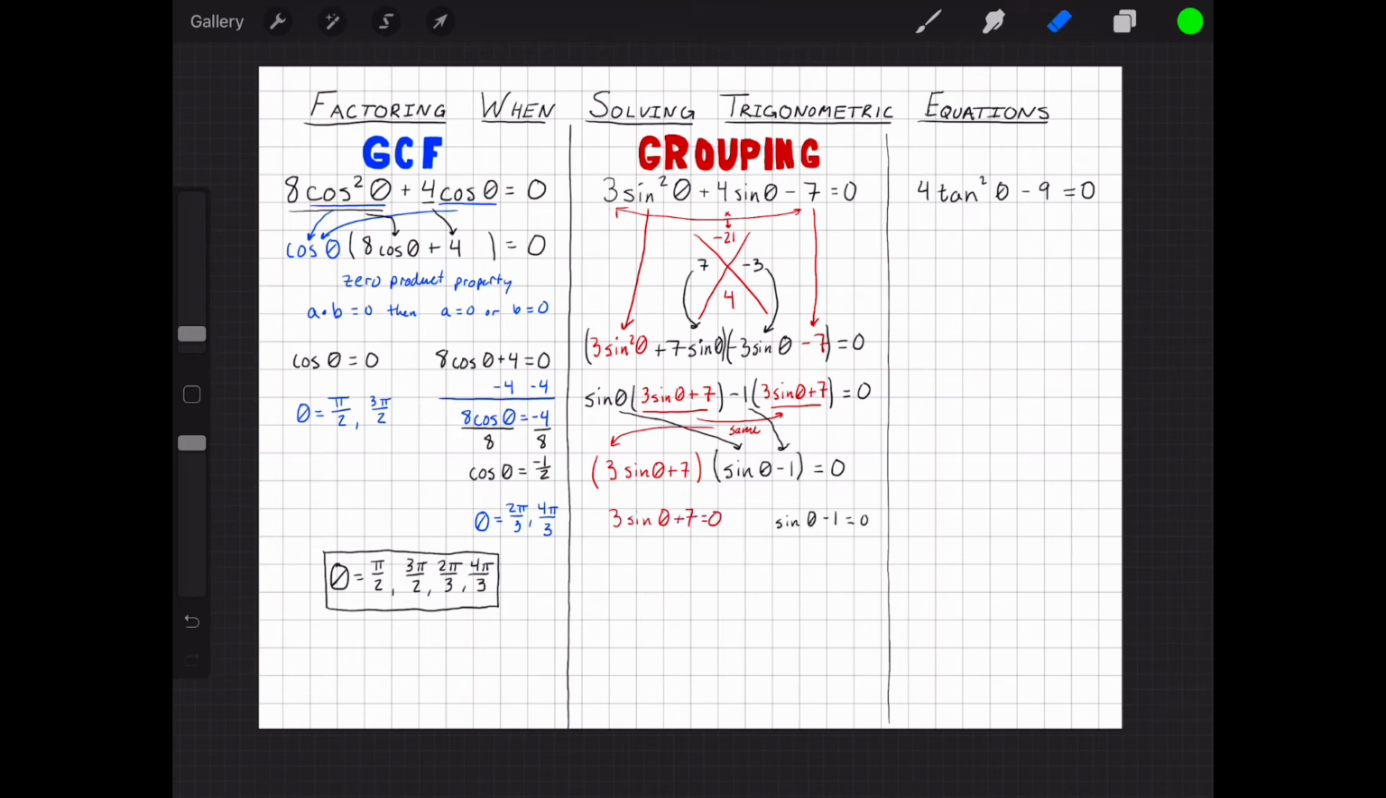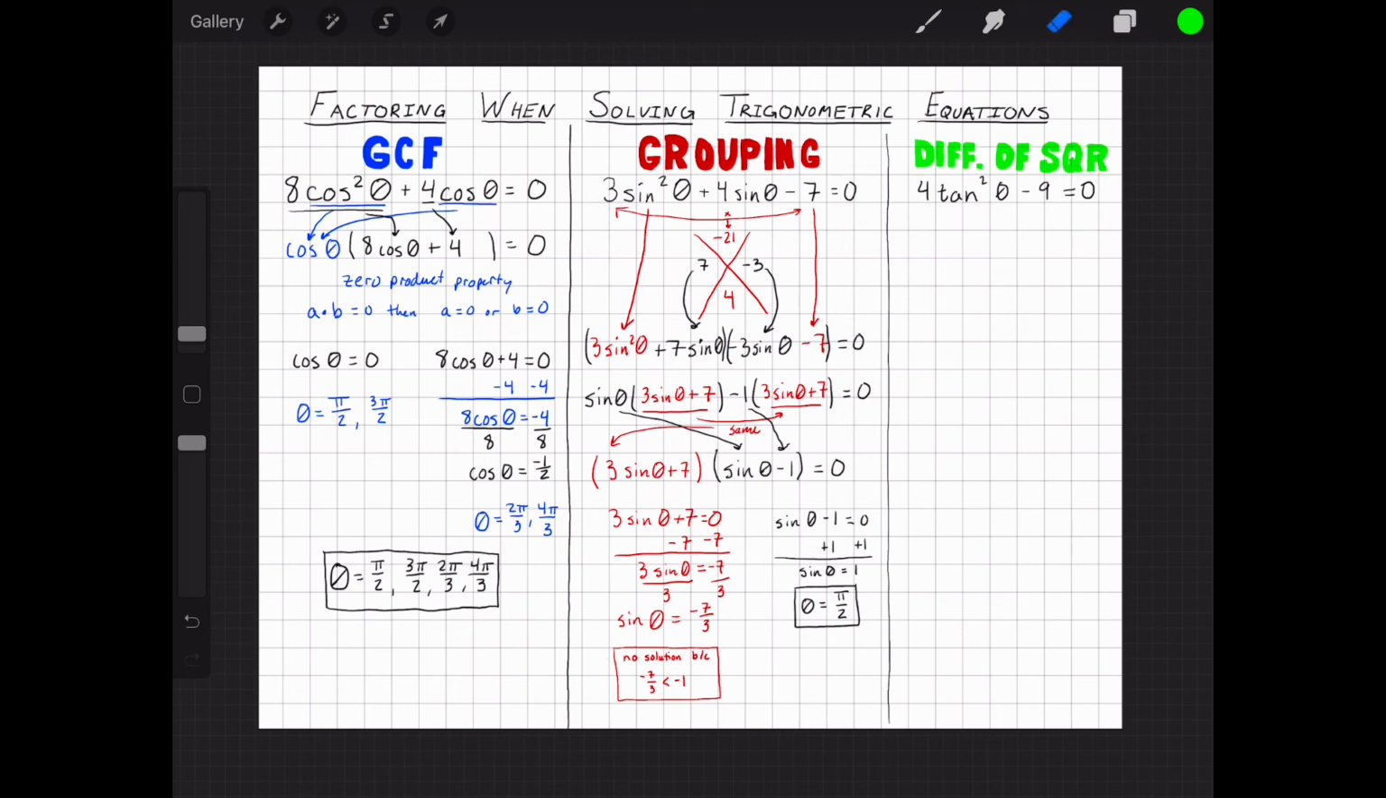And then I solve. So the first one, when I solve, that gets me sine of theta equals negative 7/3. That's less than negative 1, so it's not possible because it's not on the unit circle. So there's no solution there. Solving the second one, I get sine of theta equals 1. That gives me one solution of pi over 2.